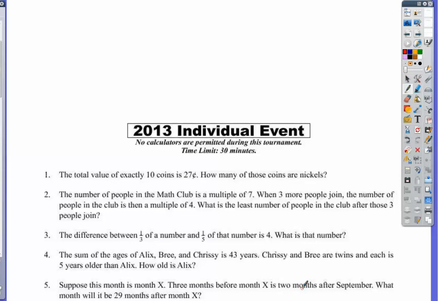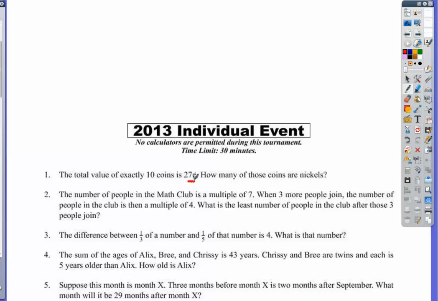All right, so here are the first three problems in the individual round. The total value of exactly 10 coins is 27 cents. How many of these coins are nickels? All right, so let's take a look at that 27. There's a clue here that's going to really help us out, and that is this 7, right?